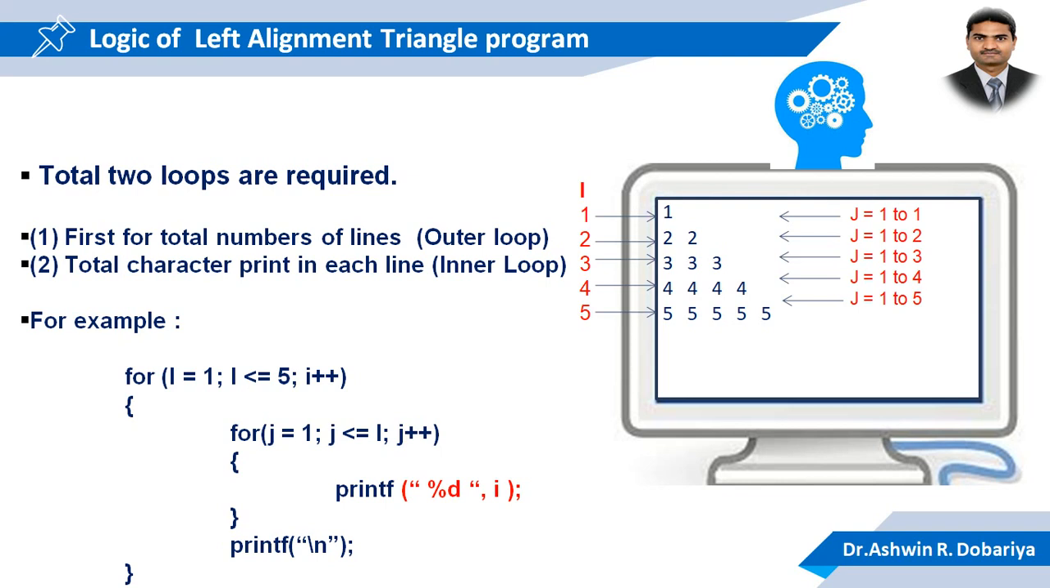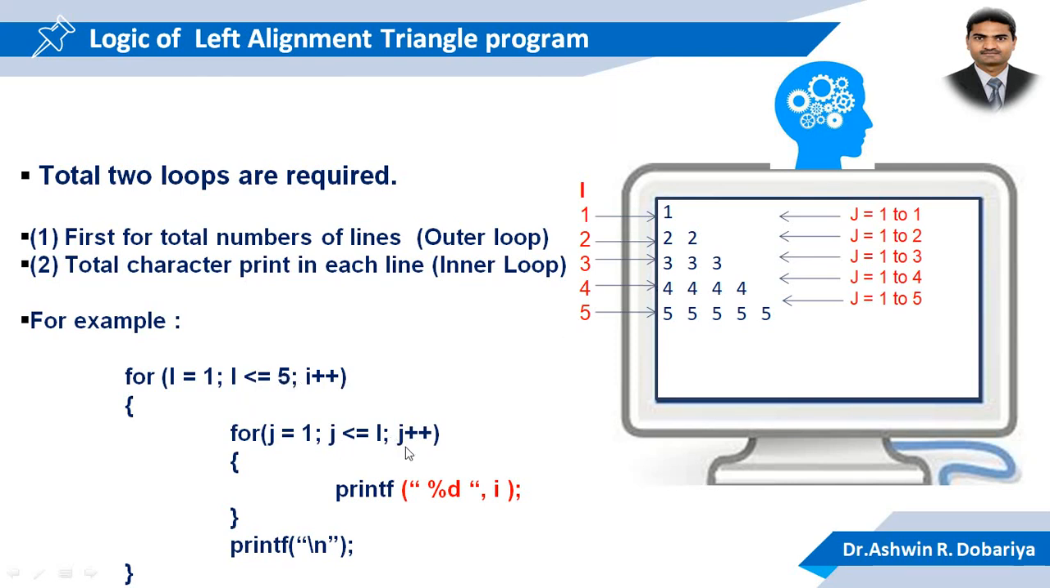As per our practice, whenever we are writing a left aligned triangle, we have to think about two for loops. One is the outer for loop. Outer for loop means how many lines we want to print. In this triangle we want to print 5 lines, 1, 2, 3, 4 and 5. So the outer counter variable will start from 1, i less than or equal to 5, i plus plus.